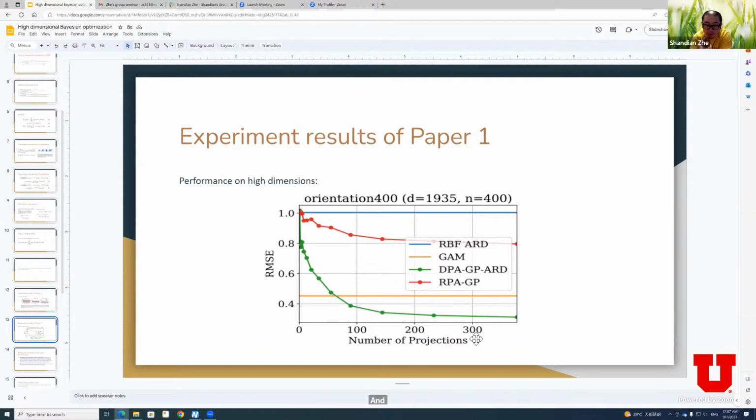Okay, so the orange one, the generalized additive model. It looks like doing random projection and then adding them together is still worse than the generalized additive model. Exactly. What they wrote in their paper is that GAM did surprisingly well. I mean, the dimension is like 1,000 and almost 2,000.